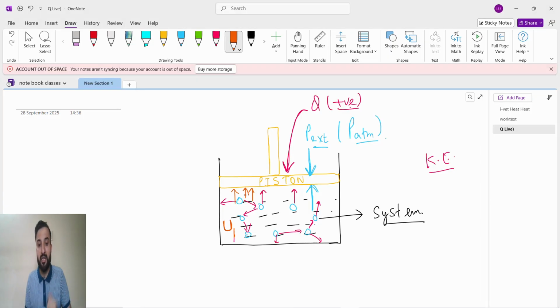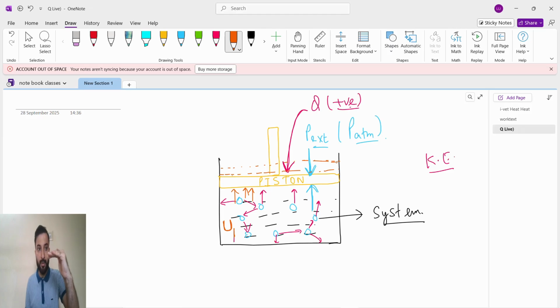If the inside pressure increases, what will happen? The piston will go a little up, and it stops.